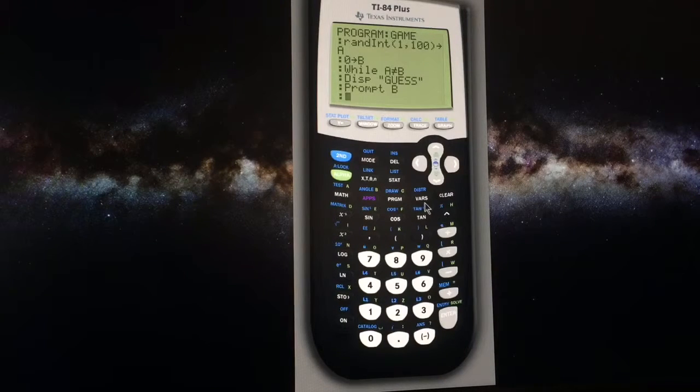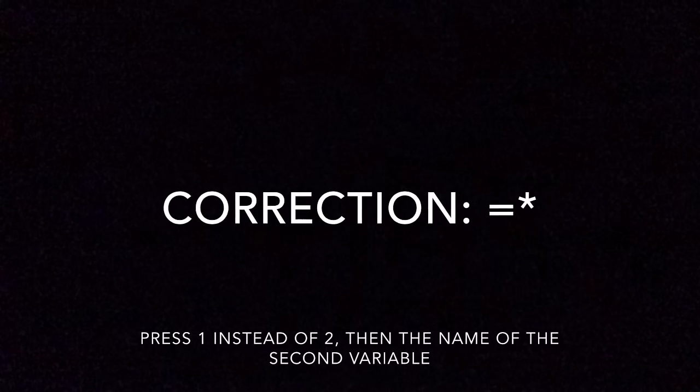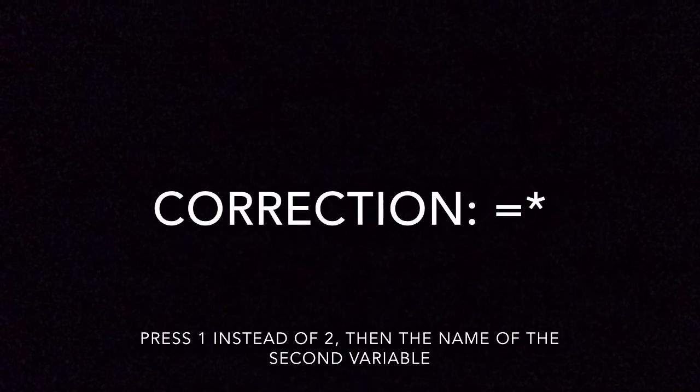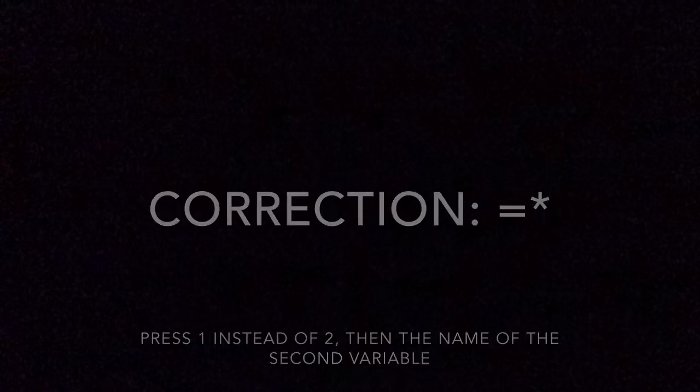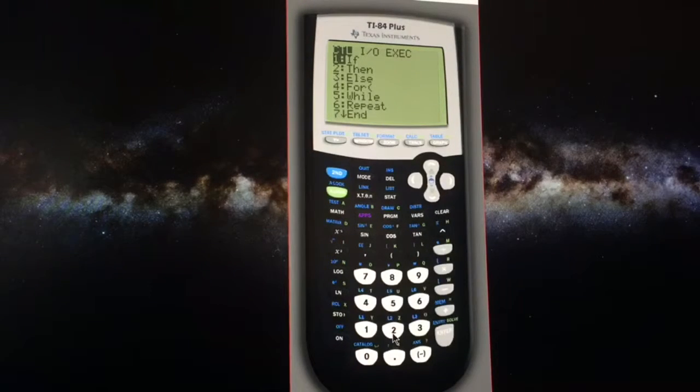To do this, click the program button again and select if, which is number 1. Then type in the name of the first variable, which in my case is A. Then click Second Math, which will bring you to the test menu, and select 2, not equal to. Then type in the name of your second variable.